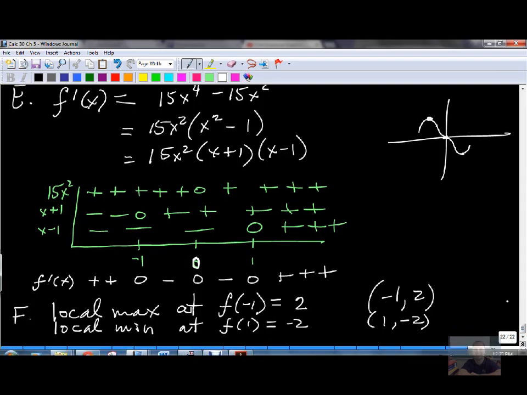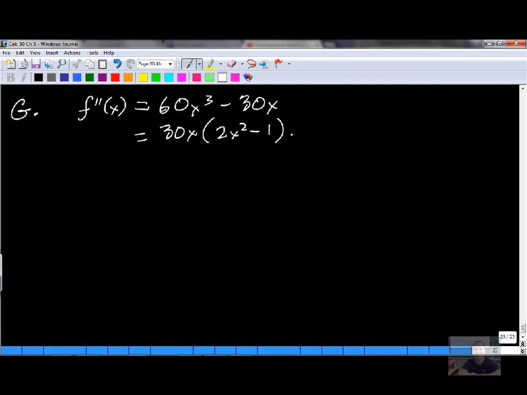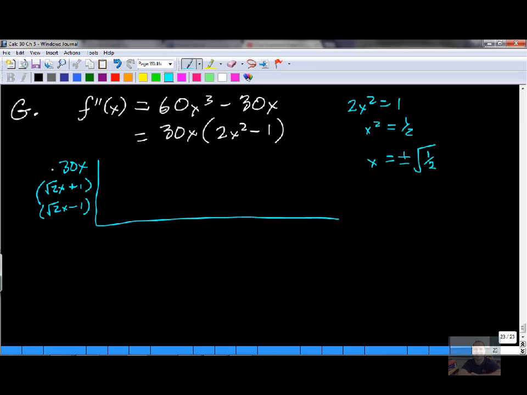G is concavity. So we do have to find the second derivative. If we take the derivative of the derivative, again, what we get is 60x cubed minus 30x. If we factor that, we can take out a 30x, and we're left with 2x squared minus 1. To find out our concavity, we want to do sign analysis. So again, we'll do sign analysis here.